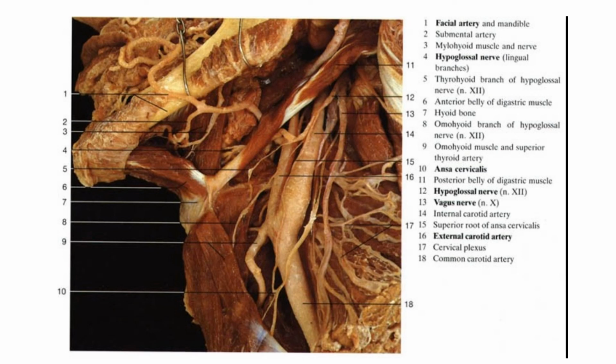So on seeing these structures, you should be able to recognize them, and for that, we need to know the placement of structures as well as a little bit about their course, so that we are able to identify these structures when we see them in dissection.